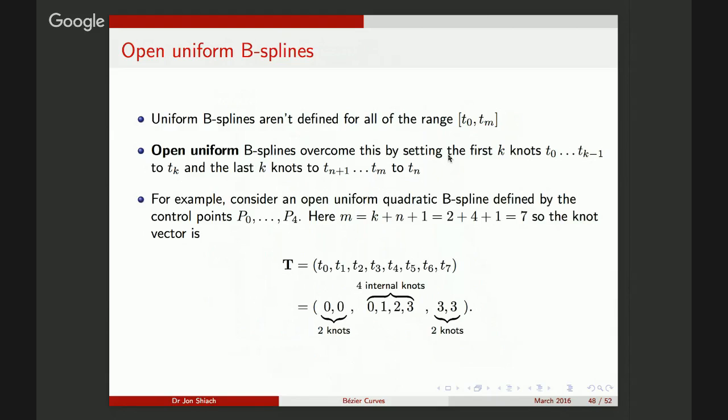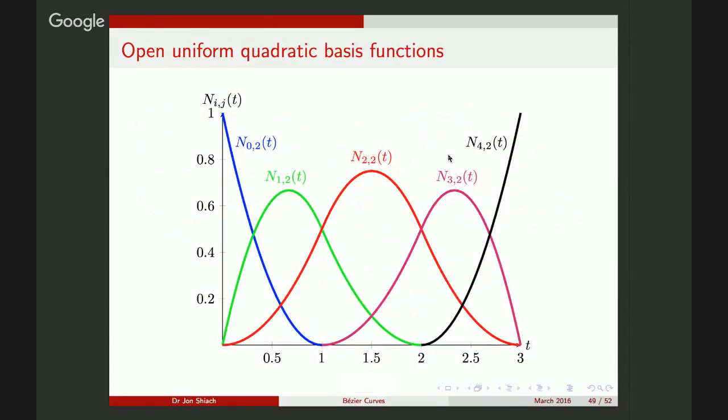So for the first K knots, K is 2 because it's quadratic. If it's cubic, it would be 3. We can just pad it out. And this is what happens to our basis functions. It skews them a bit.